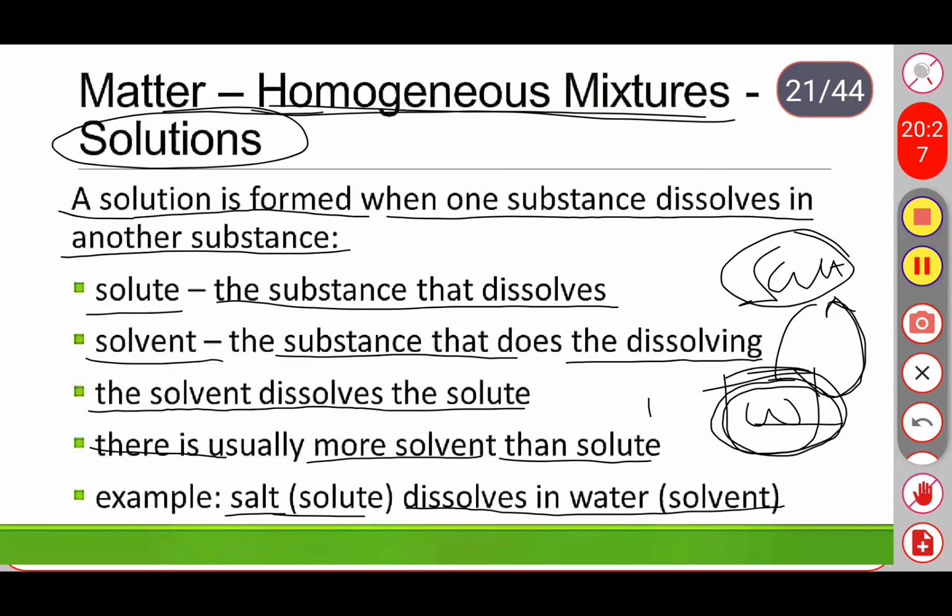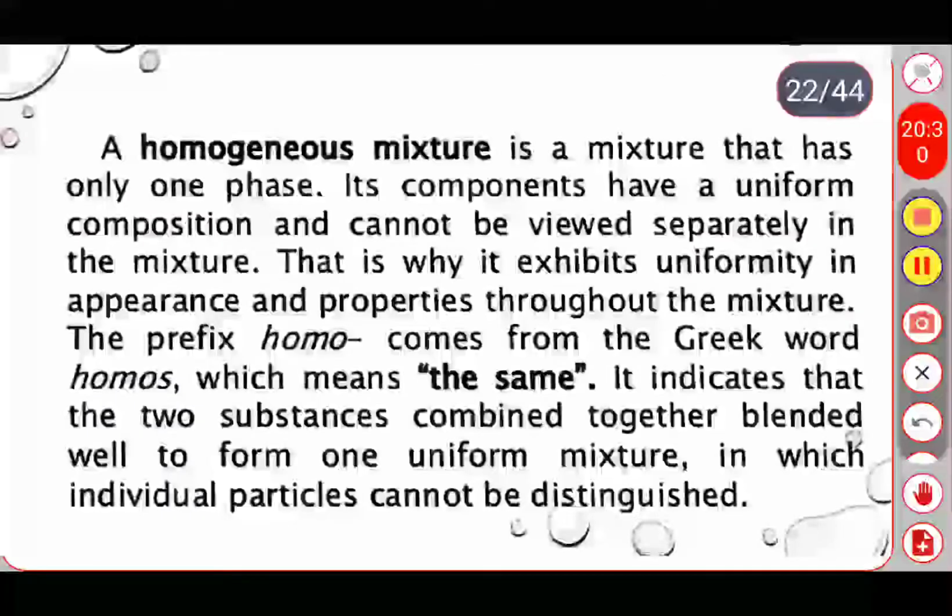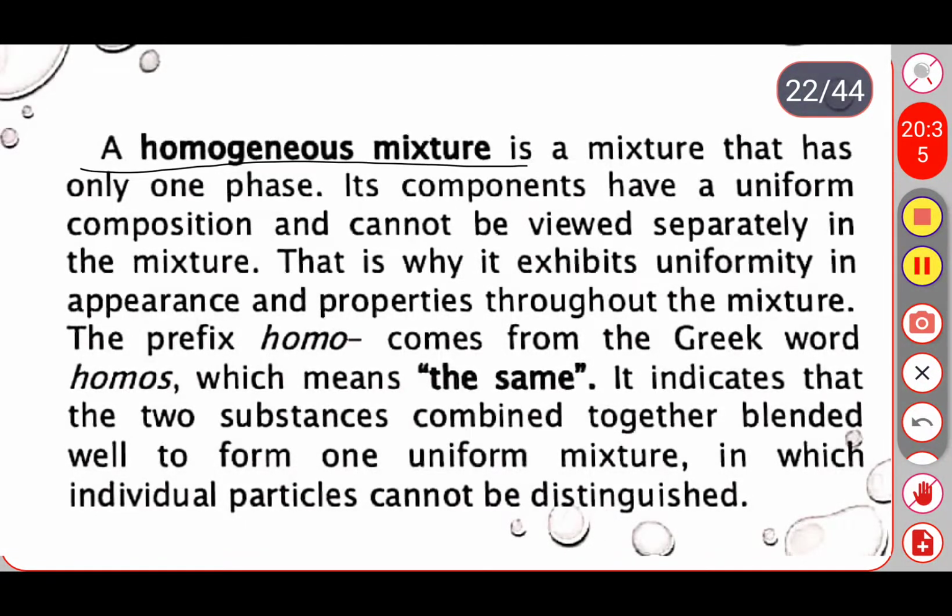Next one, a homogeneous mixture is a mixture that has only one phase. Only one phase means we cannot observe different kinds of substances. For example, once we dissolve salt or sugar in water, we cannot observe the salt particles or sugar particles in the water, because sugar and salt are completely soluble in water. That's why we observe only one kind of phase.